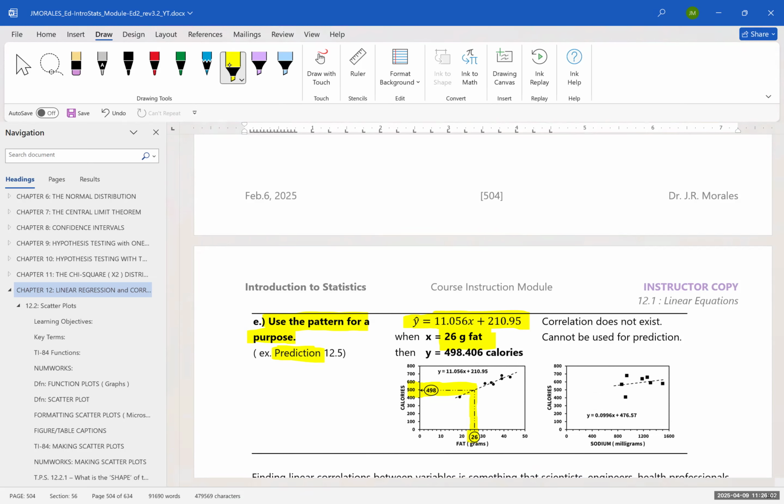Now, this other one where we tried to see if there was a pattern between sodium and calories, it turns out that because our slope was close to zero, a correlation does not exist. And therefore, we cannot use it to do any predictions. And we'll get into this in a little more detail, but it's only by doing this linear regression and correlation analysis of two random variables that you can see if a correlation exists.